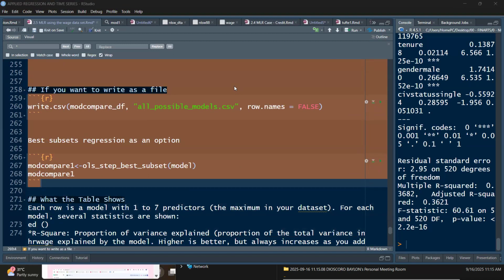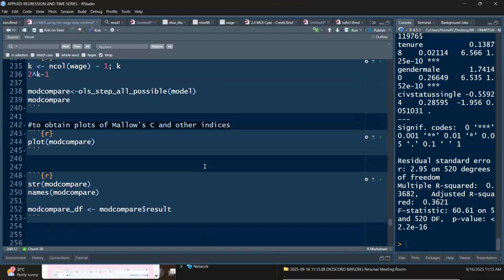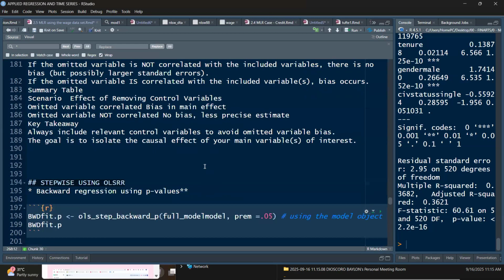Okay, so next meeting, class, we will finish our discussion on stepwise regression, and then we go to diagnostics. We would like to finish already our topic on multiple linear regression, and then we move on to logistic regression and then time series analysis. Okay, so let me stop recording now.